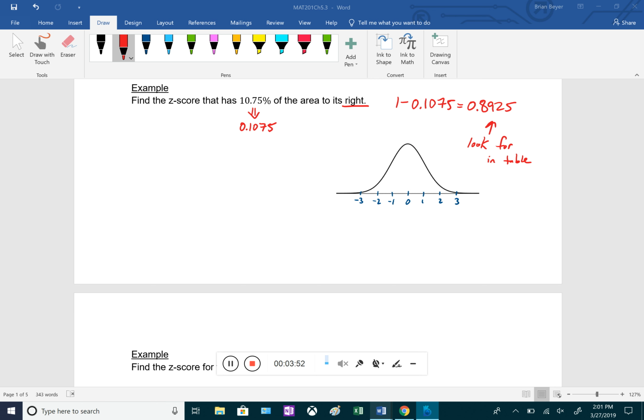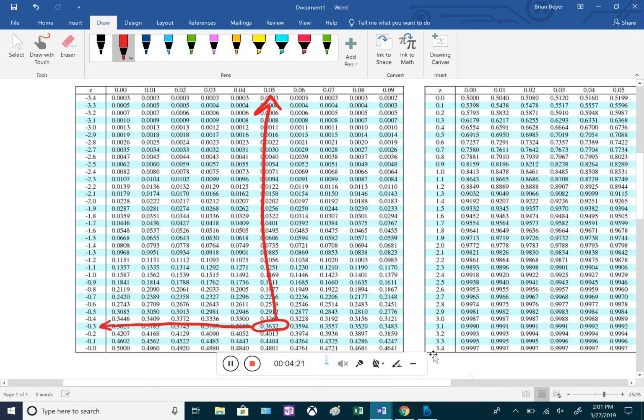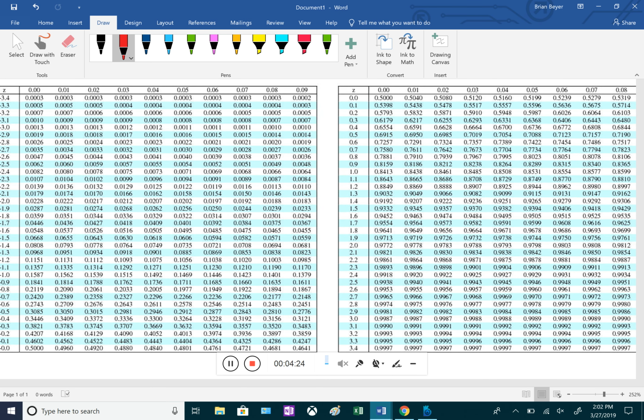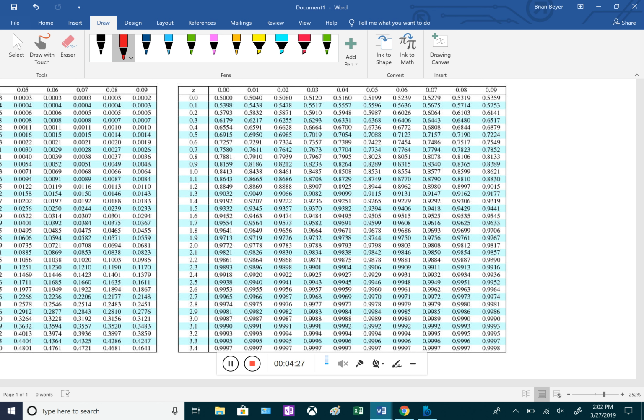Originally we're trying to find the z-score where 0.1075 was on the right. So maybe that's about right here. Maybe this area right here represents 10%. That means this would be 0.8925 to the left. So we're looking for 0.8925 on the table. Since that number is a little bit larger, it's greater than 0.5, so it has to be on the right side of the table.